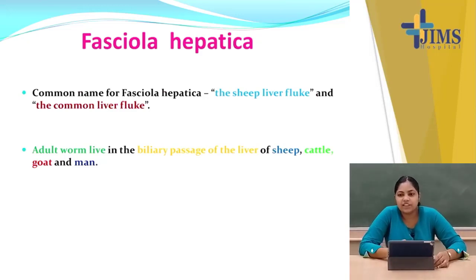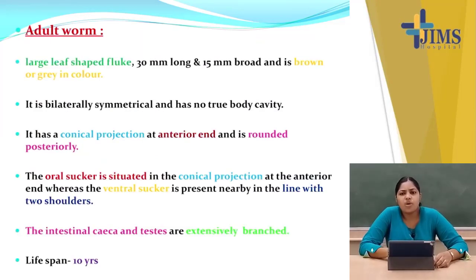So mainly here the definite hosts are sheep, cattle, goat and human beings, man. So morphology of the Fasciola hepatica: it is in two forms, adult worm and eggs. Coming to the adult worm, mainly it is broad and leaf-like in structure, and it is called a fluke. It can be brown or grey in color.